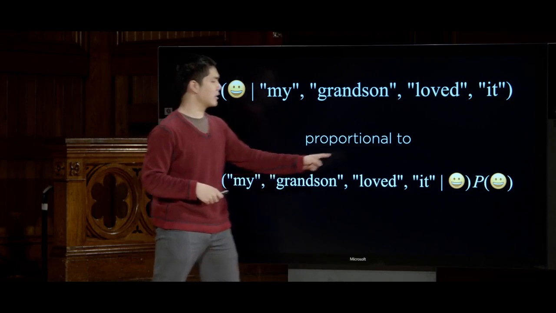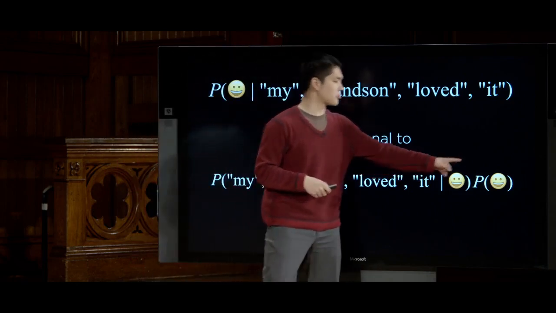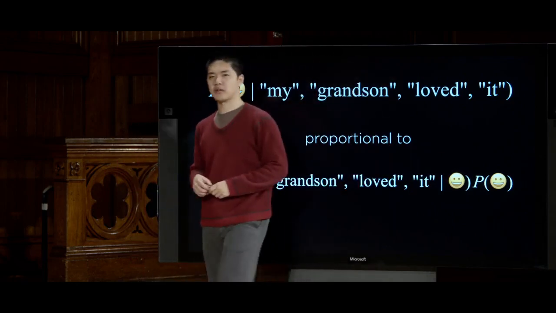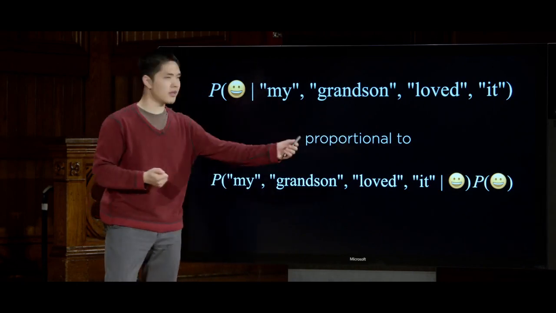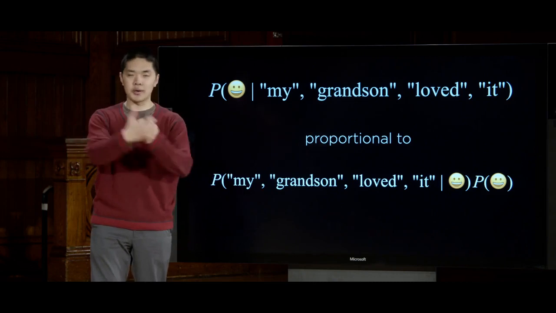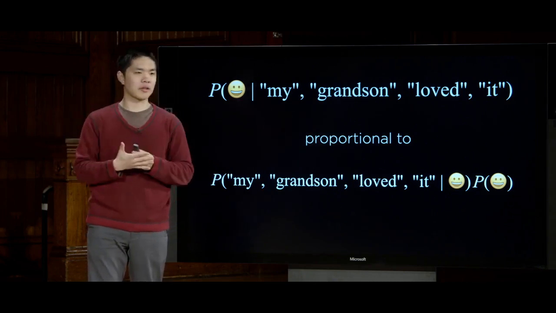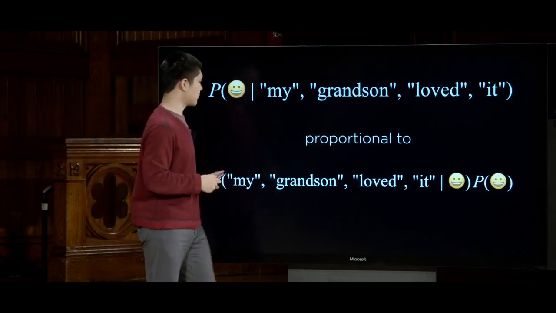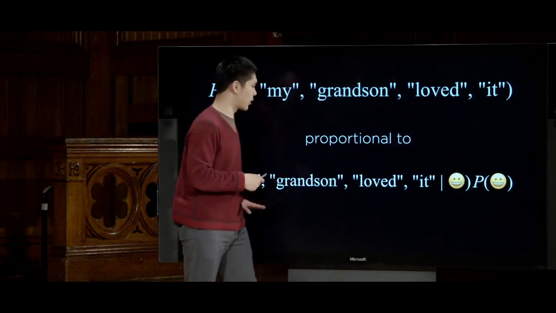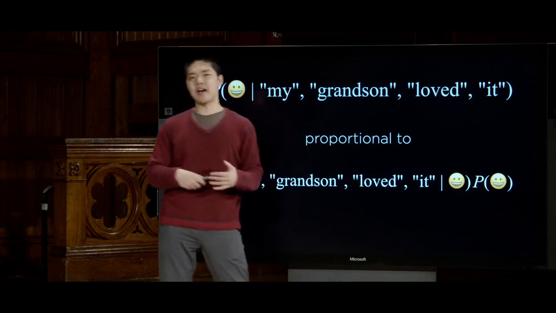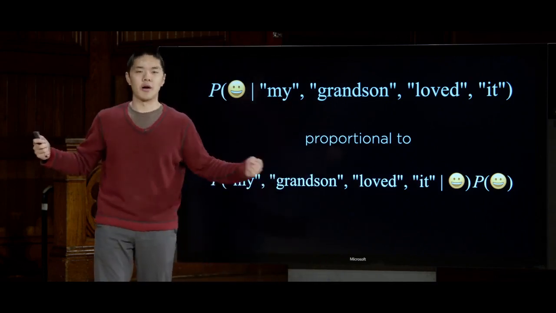Probability of words given positive message multiplied by the probability of positive message. But again, if you think back to our probability rules, we can calculate this really as just a joint probability of all of these things happening. The probability of positive message multiplied by the probability of these words given the positive message, well, that's just the joint probability of all of these things.